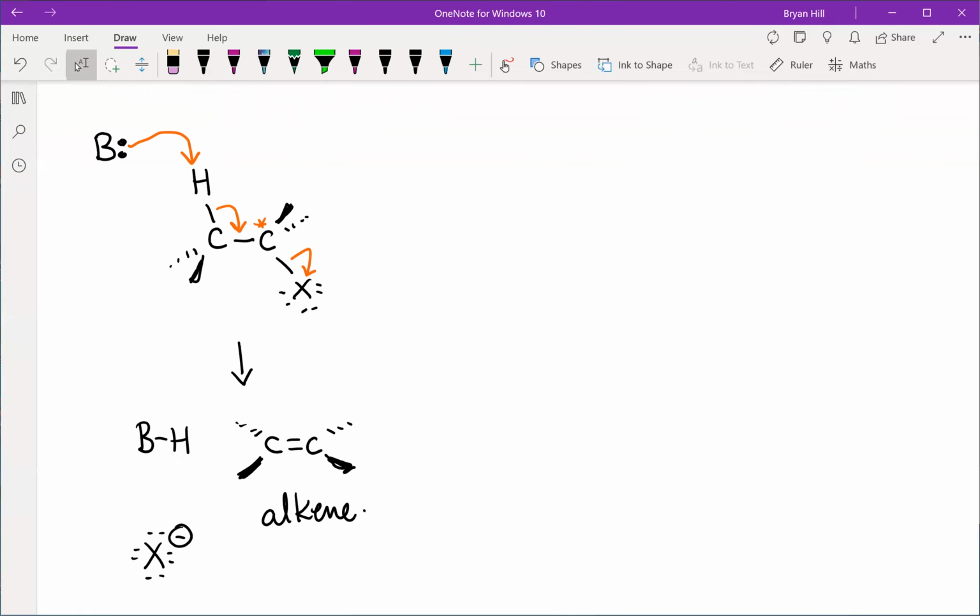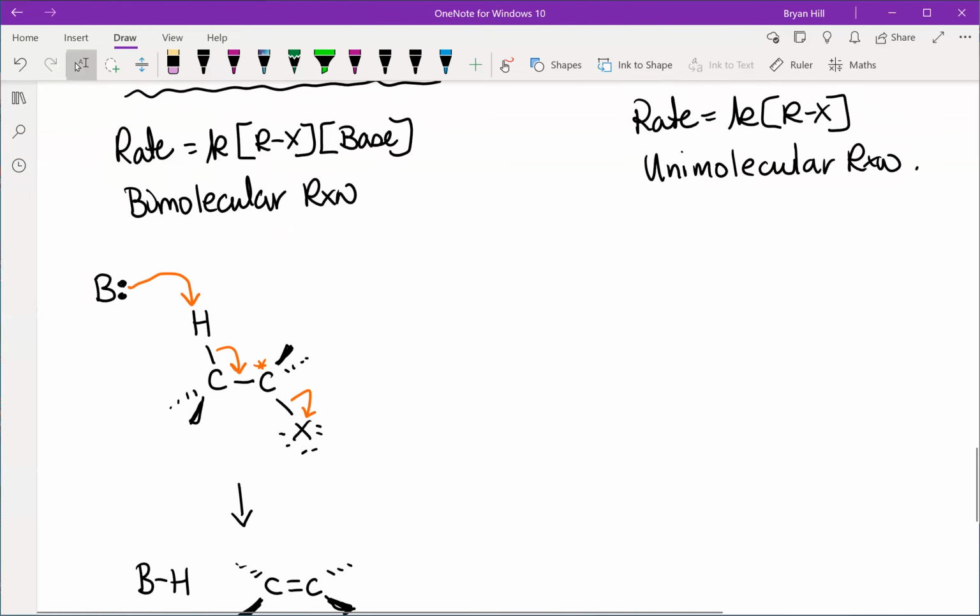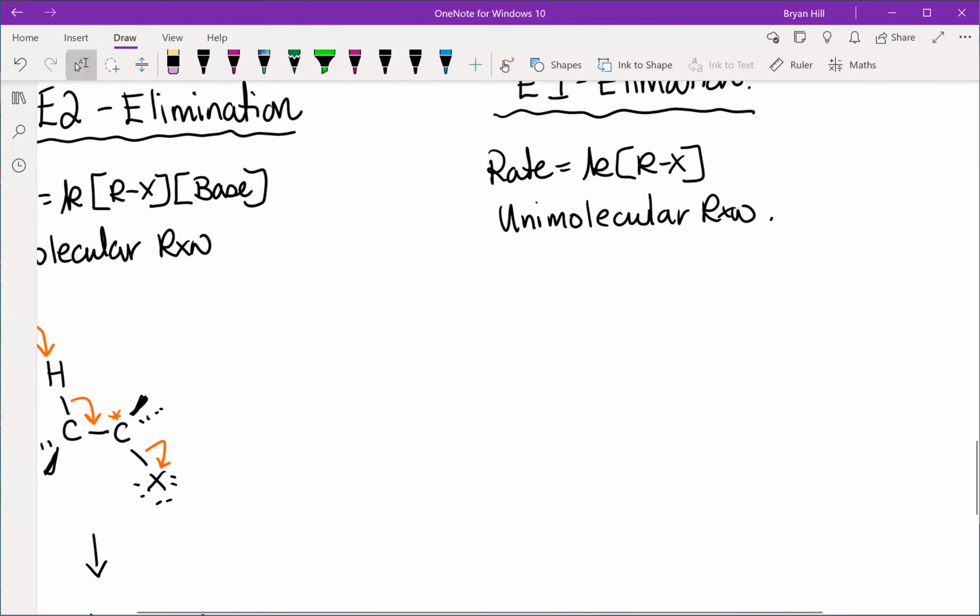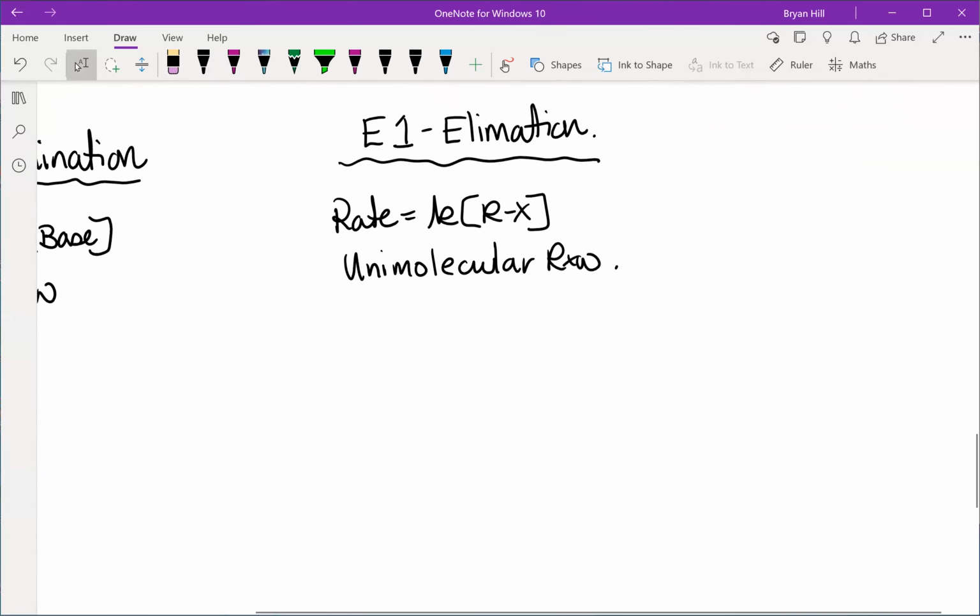Now, just like in an SN2 reaction, where there was a stereochemical requirement that the nucleophile had to attack from the opposite side of the leaving group, in this case there is a stereochemical requirement of which proton can be removed. But we're going to get back to that in a second. Let's do the mechanism, the unimolecular mechanism of an E1 elimination next. And in this case, it's only dependent upon the concentration of the alkyl halide.